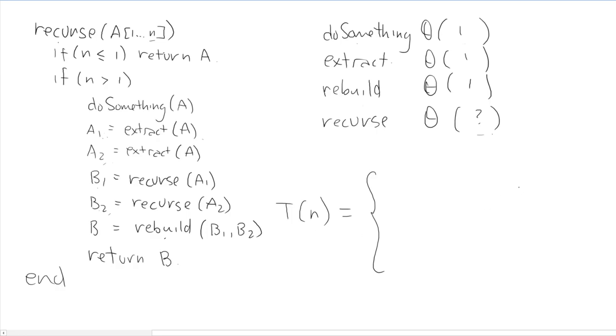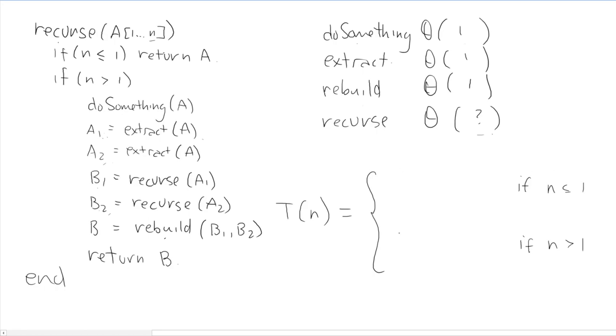And I'm going to start on the right-hand side because these just tell us the conditions. The first one is going to be about our terminating condition. And so I'm just going to go look up here and see, okay, this says the terminating condition is when n is less than or equal to 1. And then that means that my recursive case must be the other cases when n is greater than 1.